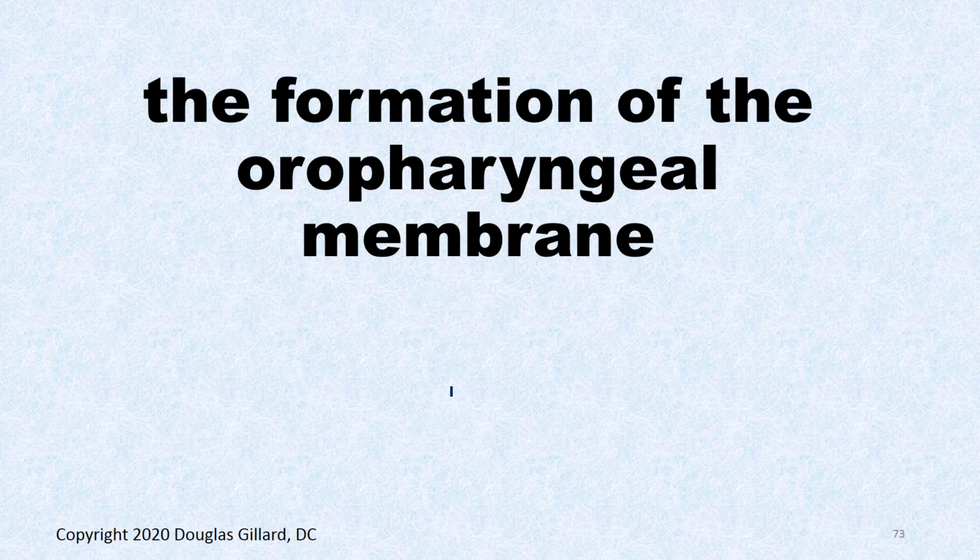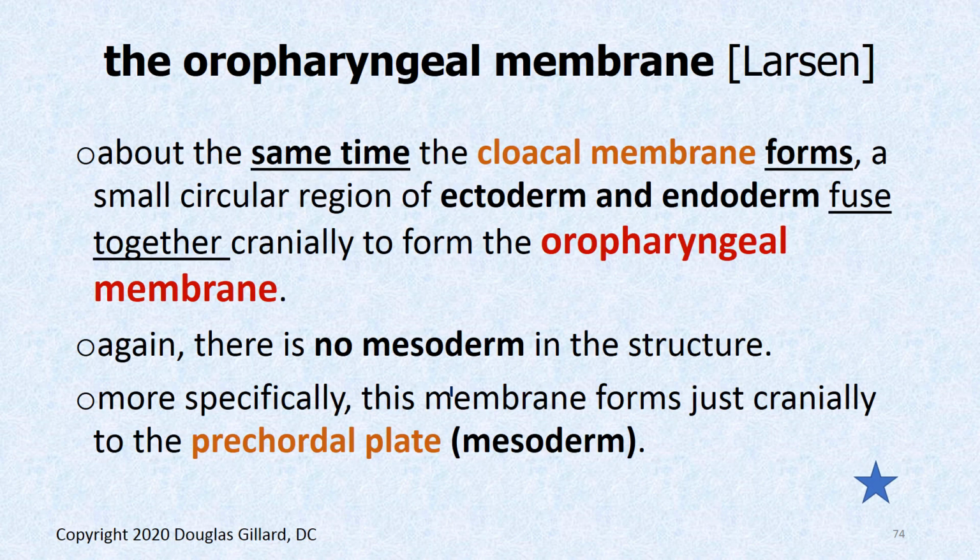You sure could. And now a twin structure called the oropharyngeal membrane. You need to talk about that. So about the same time the cloacal membrane forms, another circular structure forms just the same way. The ectoderm and endoderm seem to pinch together and kind of squirt the mesoderm out. So this is another bilaminar structure in a trilaminar disc. And it forms just in front of, or cranial to, the prechordal plate that we just made.